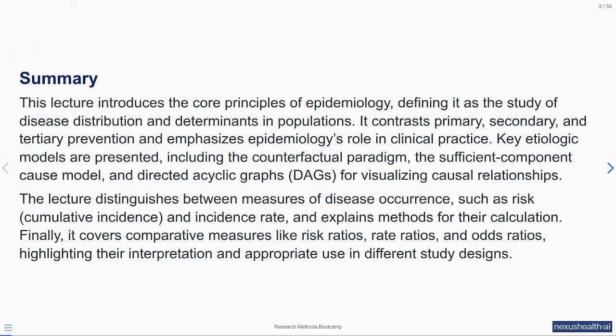Key etiologic models are presented, including the counterfactual paradigm, the sufficient component cause model, and directed acyclic graphs for visualizing causal relationships. We shall distinguish between measures of disease occurrence such as risk and incidence rate, and we will explain methods for their calculation. We will also cover comparative measures like risk ratios, rate ratios, and odds ratios, highlighting their interpretation and appropriate use in different study designs.